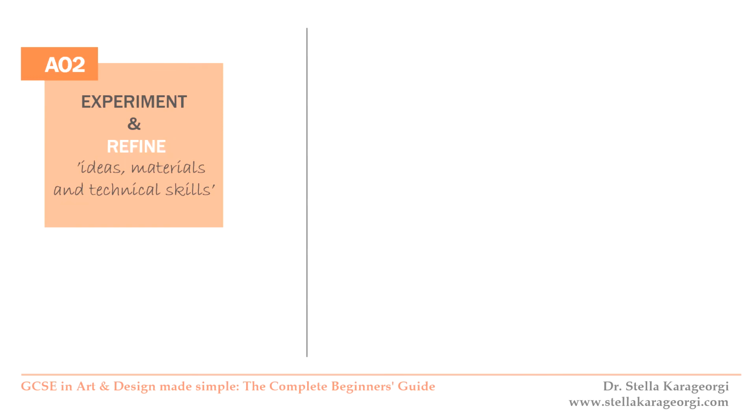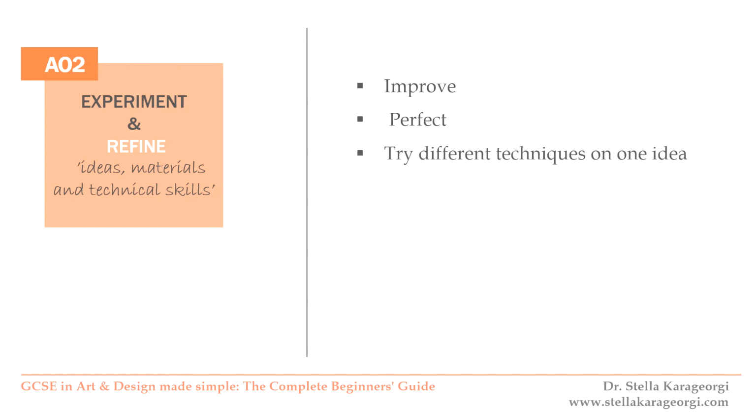Now, let's focus a bit on the term refine. We have looked at the various materials and techniques you can explore your ideas with. But what does refine really mean? Well, basically refine means that you improve and perfect your work and your ideas and make it better as you go along. You could take one composition or an idea and try it out with different techniques and see what works and what doesn't work. Then you can choose your best version and try to refine and practice a technique until you get better at it. Practice makes better, especially in art.